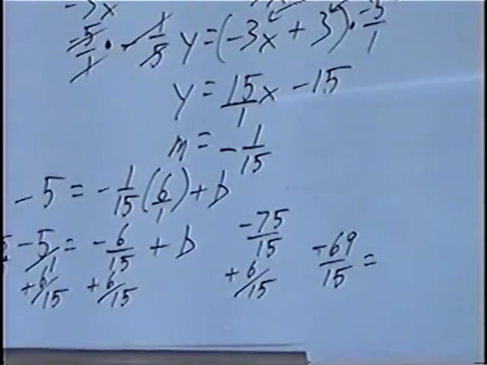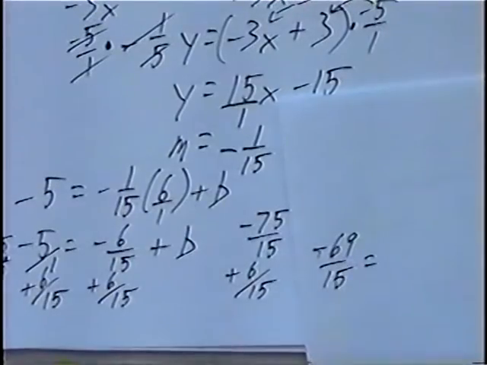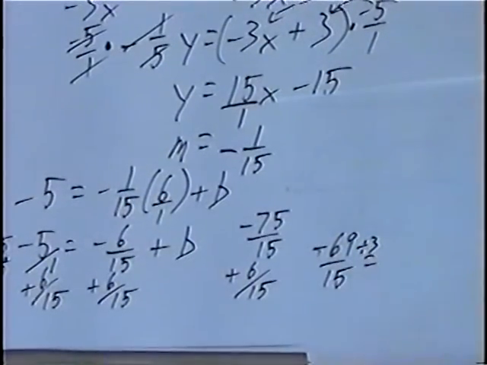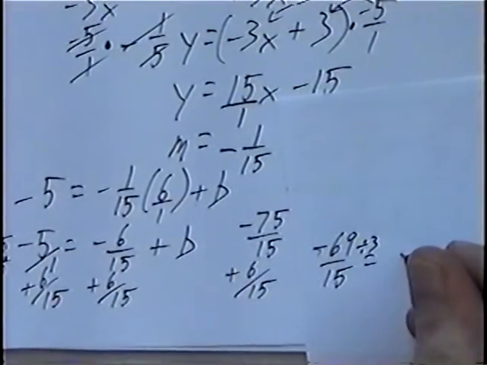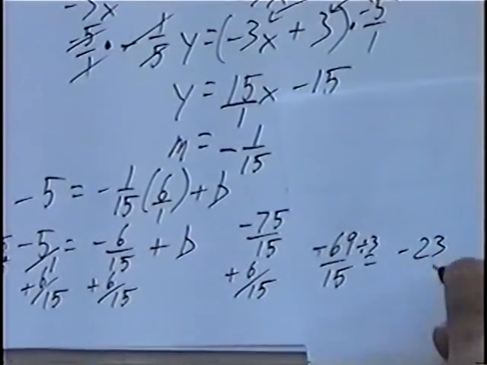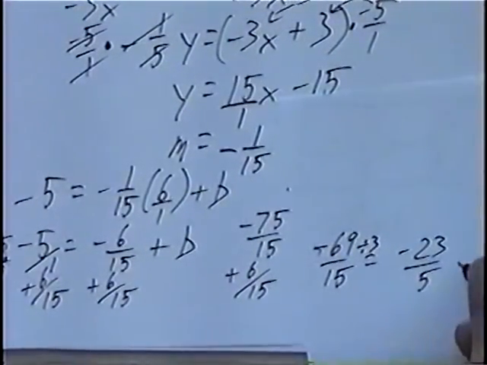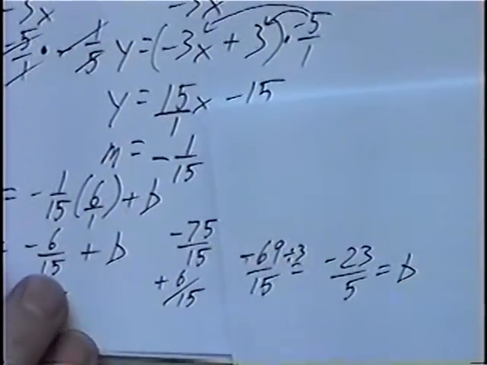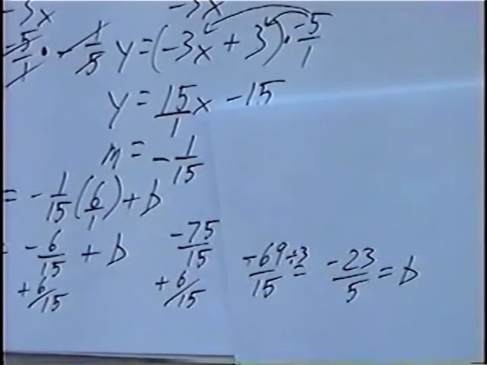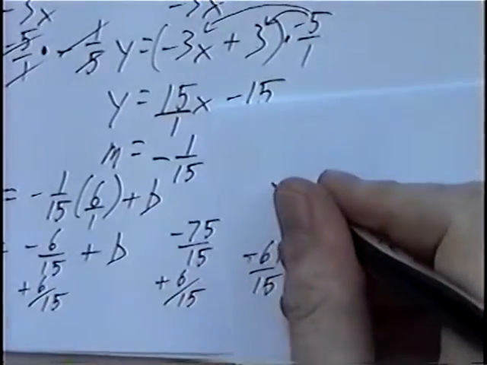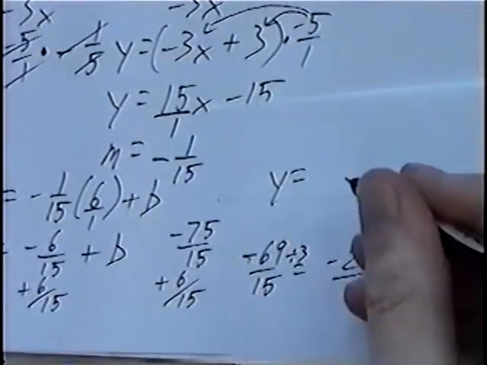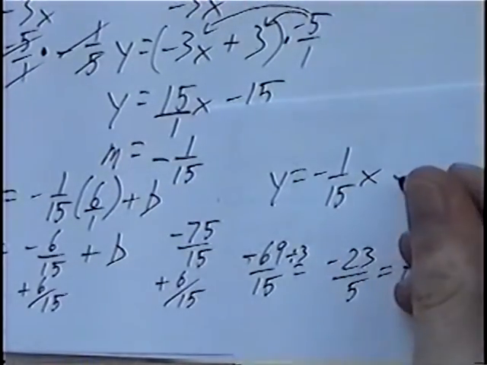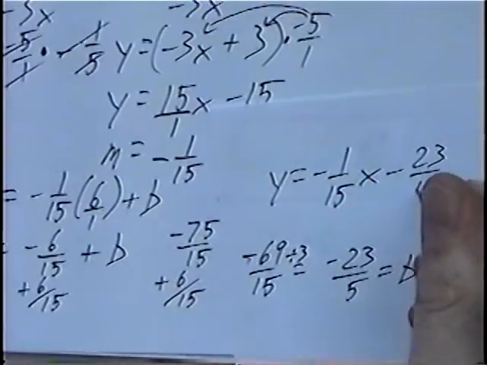Keep in mind to always reduce fractions. 69 over 15, you can divide each of those by 3. So we'll be left with negative 23 over 5 for the b value. The final answer, y equals, the slope we found was negative 1 over 15x and minus 23 over 5.